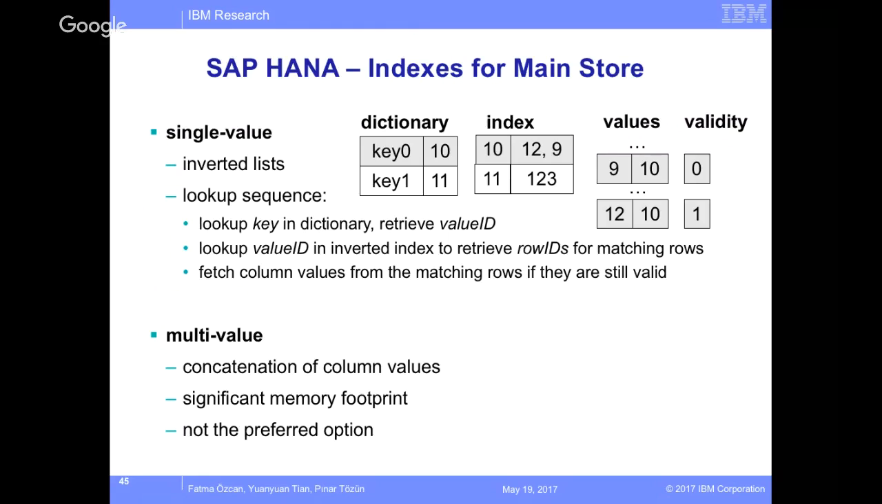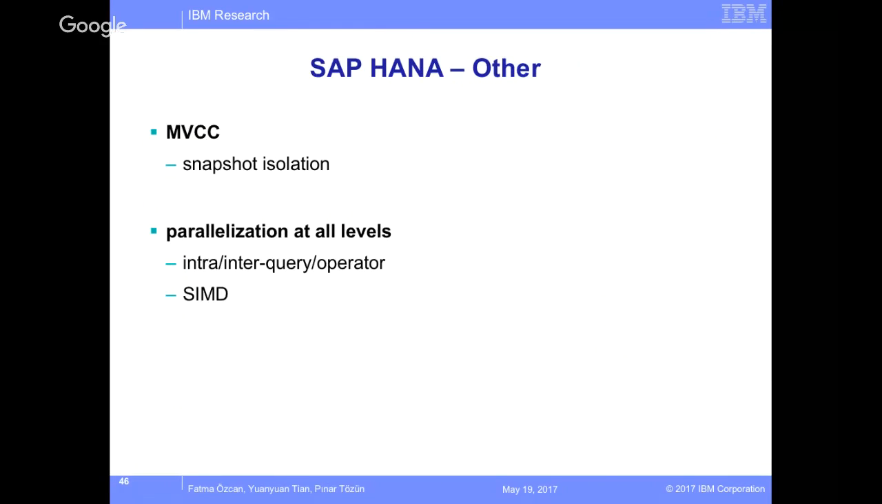The single value one can basically utilize the dictionary compression. Then some other things about HANA before I summarize it. It depends on multi-version concurrency control, and it provides snapshot isolation for reads. And I think there has been a lot of research and engineering that goes into parallelization of the database operations.